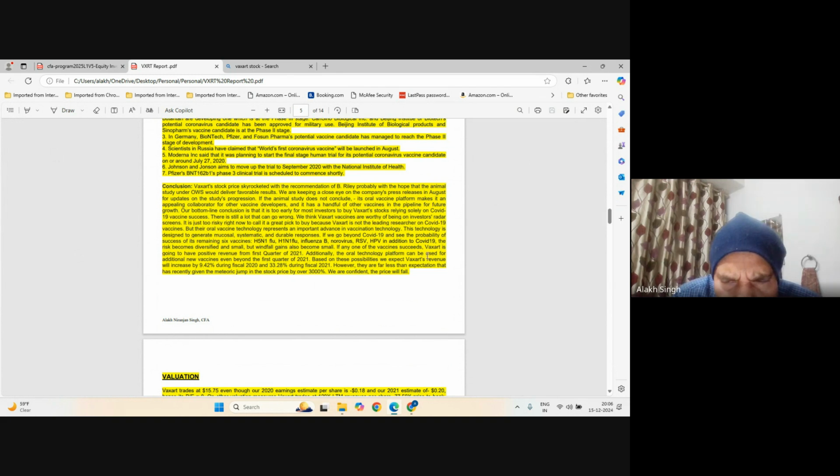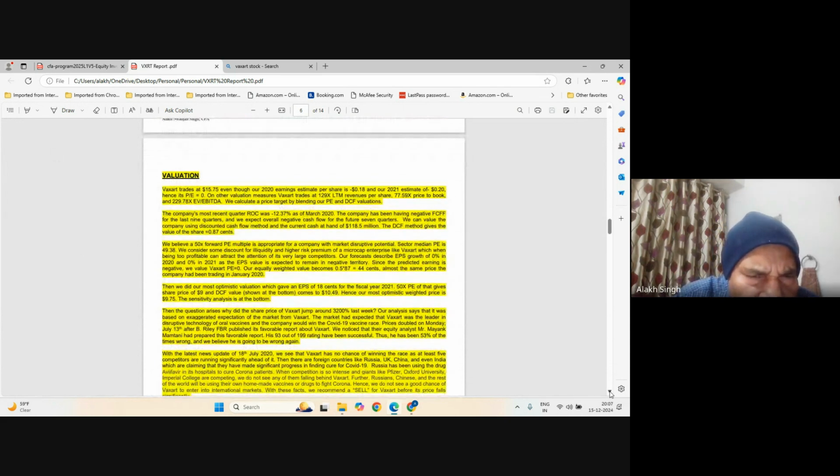Additionally, the oral technology platform can be used for additional new vaccines even beyond the first quarter of 21. So based on these possibilities, we expect Vaxart revenue will increase by 9.2% during fiscal year 2020 and 21. However, they are far less than expectation given the recent meteoric jump in the stock price by over 3,000%. So we are confident the price will fall. So that's what I wrote. And we are confident the price will fall.